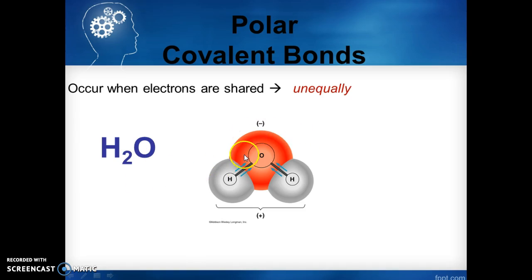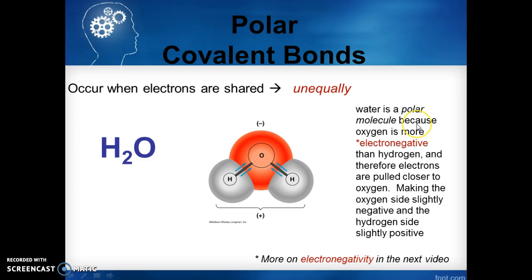So here we have the big atom, here is the oxygen, and the 2 smaller ones are hydrogen. Now, just looking at this, which one do you think would have the stronger or bigger nucleus to be able to pull electrons closer? More than likely, you said oxygen. Oxygen has 8 protons, whereas hydrogen has only 1. So 8 is much stronger than 1.